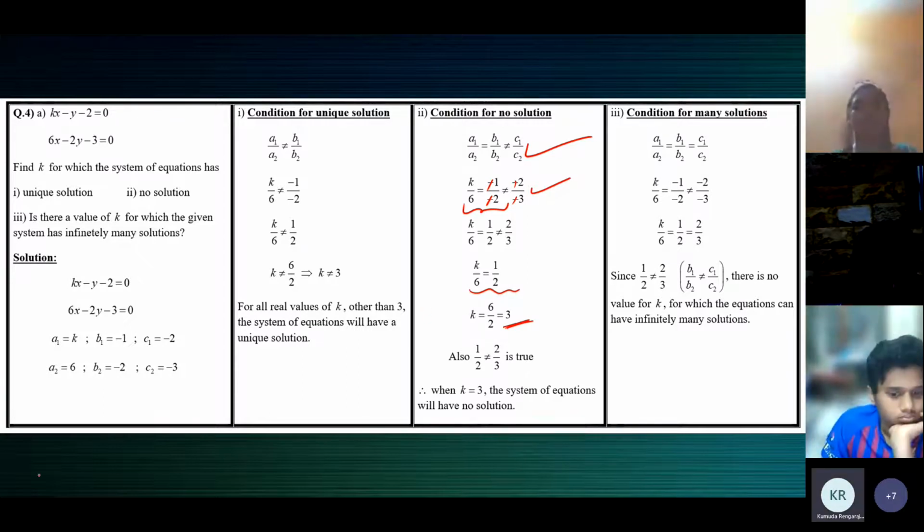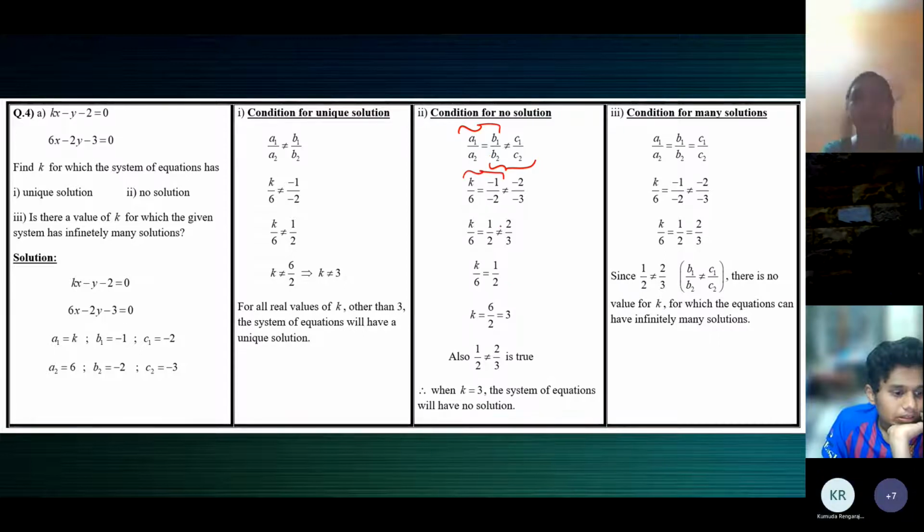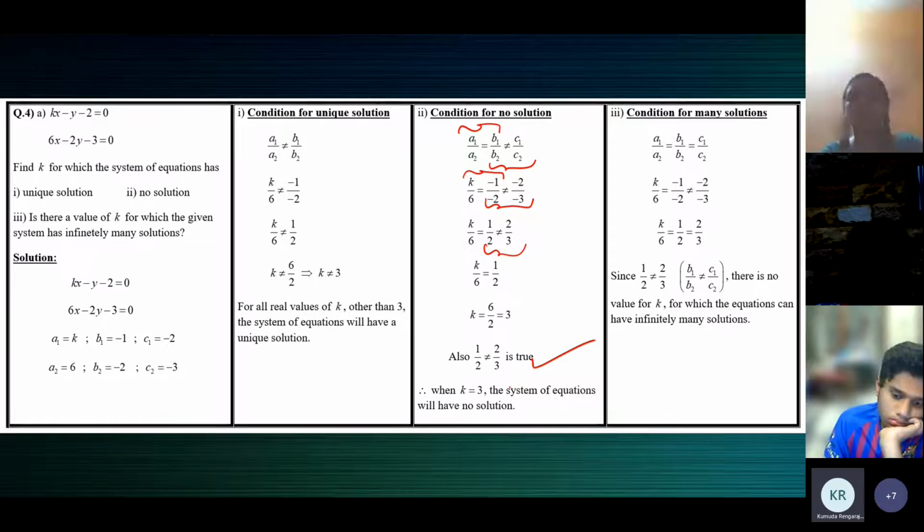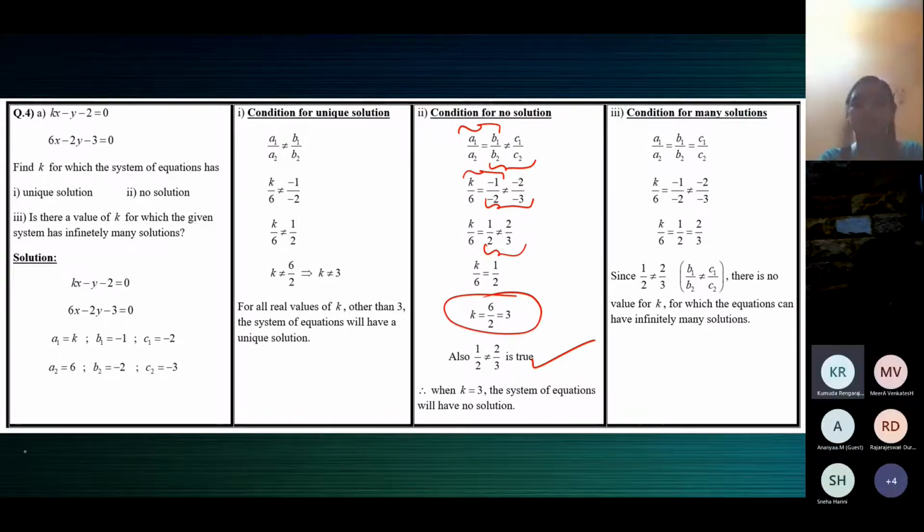Then when you look at the later part of the condition, we work this part and we found the value of k, k is equal to 3. And when you look at this, half is not equal to 2 by 3 is true. It's correct. So that means when k is equal to 3, the system of equations will have no solution.